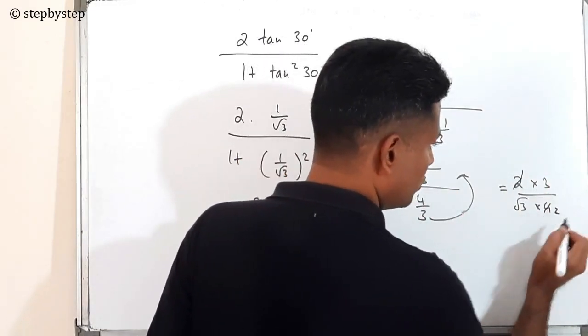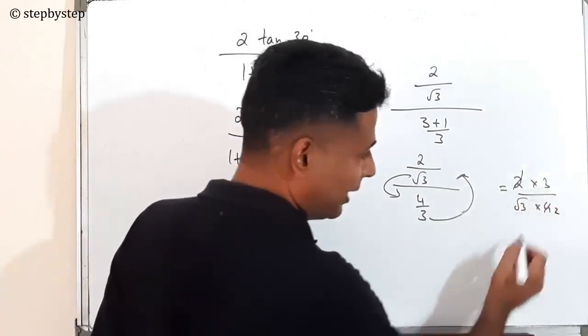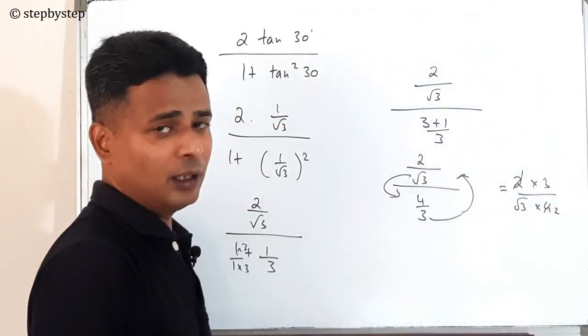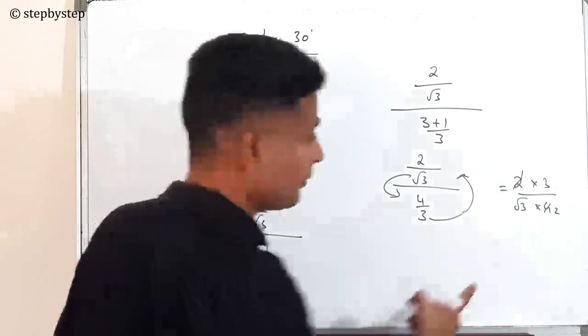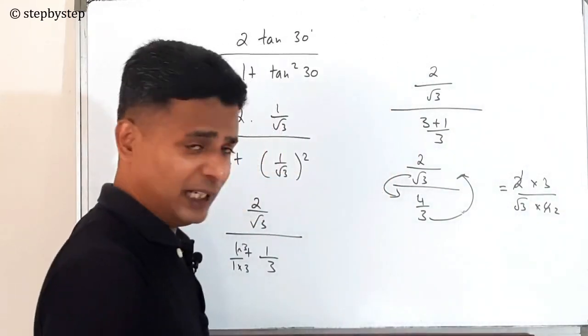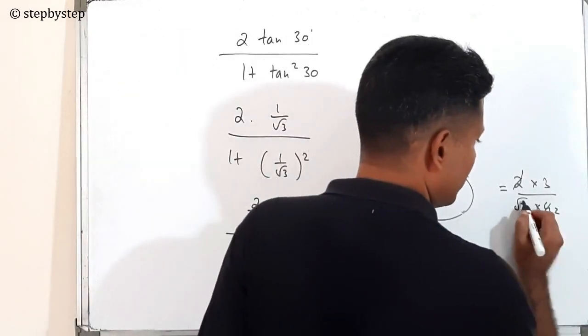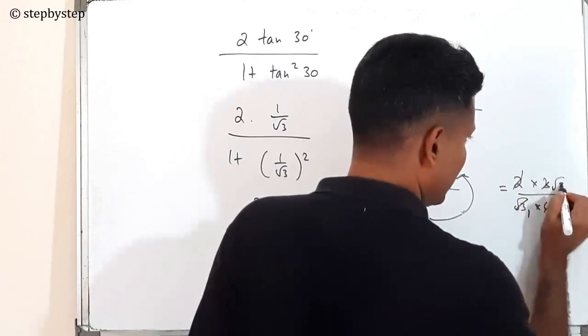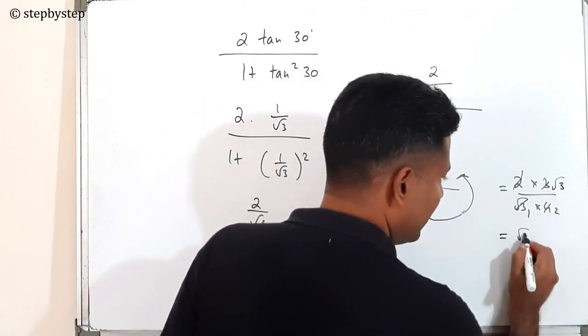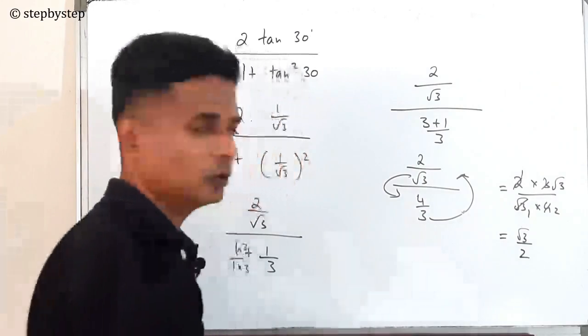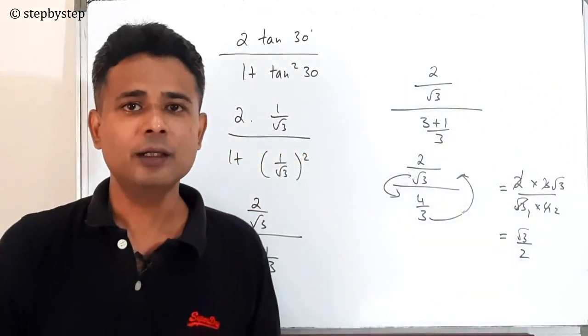1s are 2s are. Now we have 3 by root 3 but we cannot keep it like that. Why? Because denominator always should be rationalized. So root 3 1s are root 3s are. So we get root 3 by 2. So the answer is root 3 by 2.